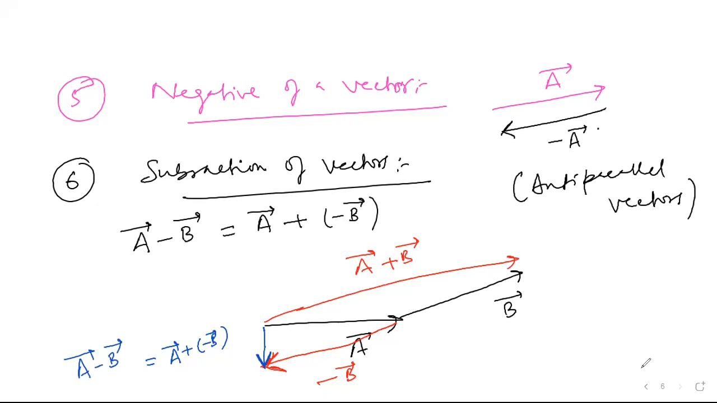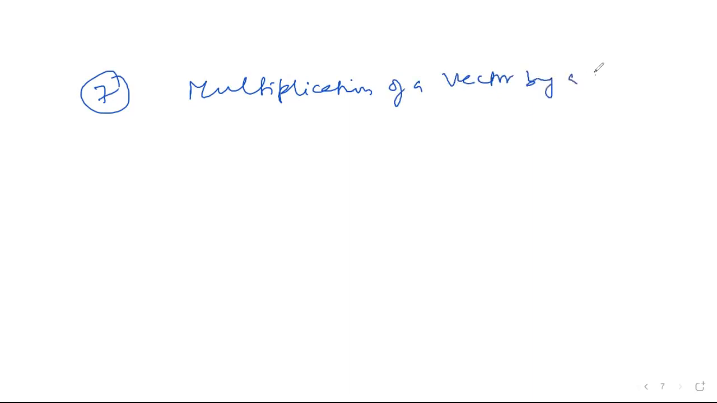So let us move to the next thing. 7th. What is the next thing? Multiplication of a vector by a scalar.